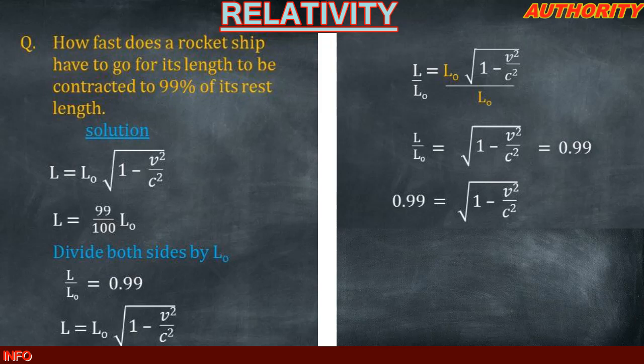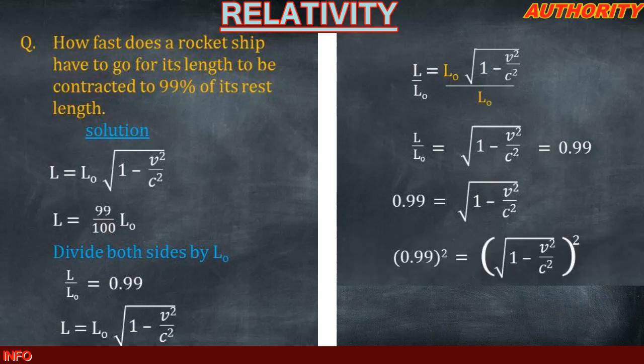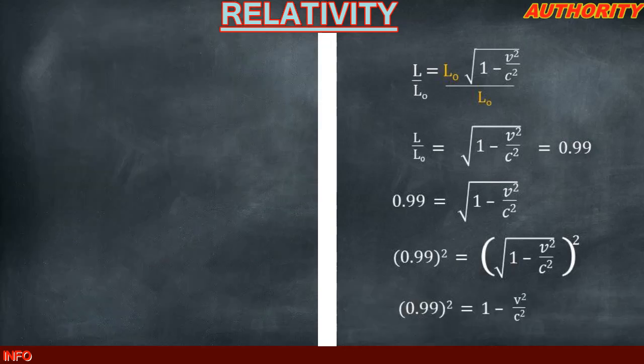Now, we are looking for v. So let's square both sides. Squaring both sides, on our right hand side we are going to say the square root of 1 minus v squared over c squared, in brackets, squared. And on our left hand side, we have 0.99 squared. On the right hand side, the square root will cancel the square. Is that true? Yes. So after the cancellation, we have 0.99 squared is equal to 1 minus v squared over c squared. Is that true?